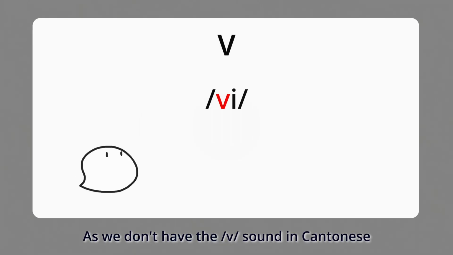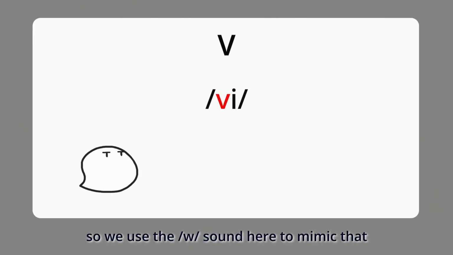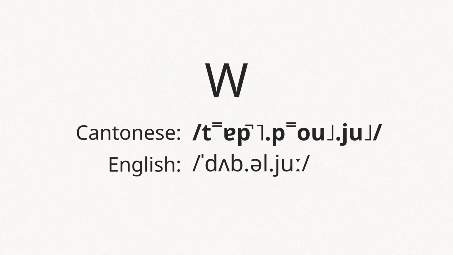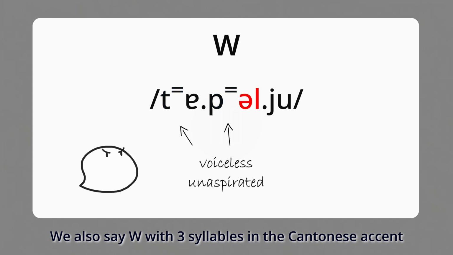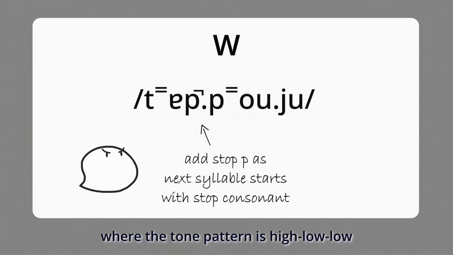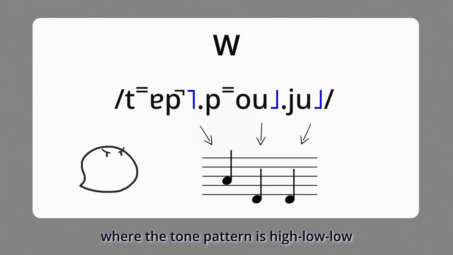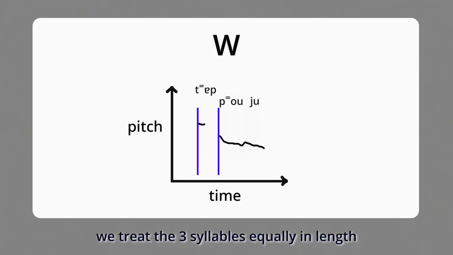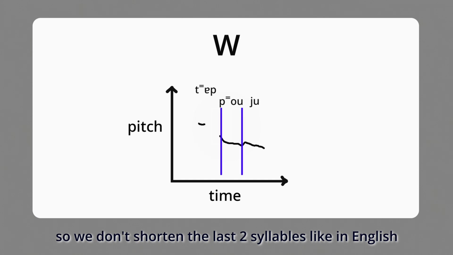V. As we don't have the V sound in Cantonese, we use the W sound here to mimic that, probably because they are both labial consonants. W. We also say W with three syllables in the Cantonese accent, where the tone pattern is high, low, low. One thing worth mentioning here is that we treat the three syllables equally in length, so we don't shorten the last two syllables like in English.